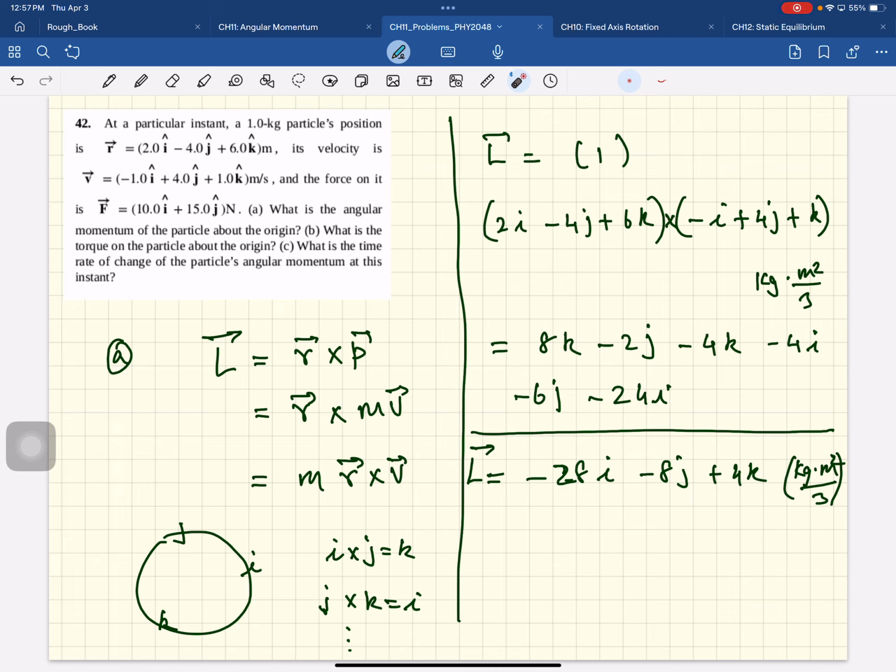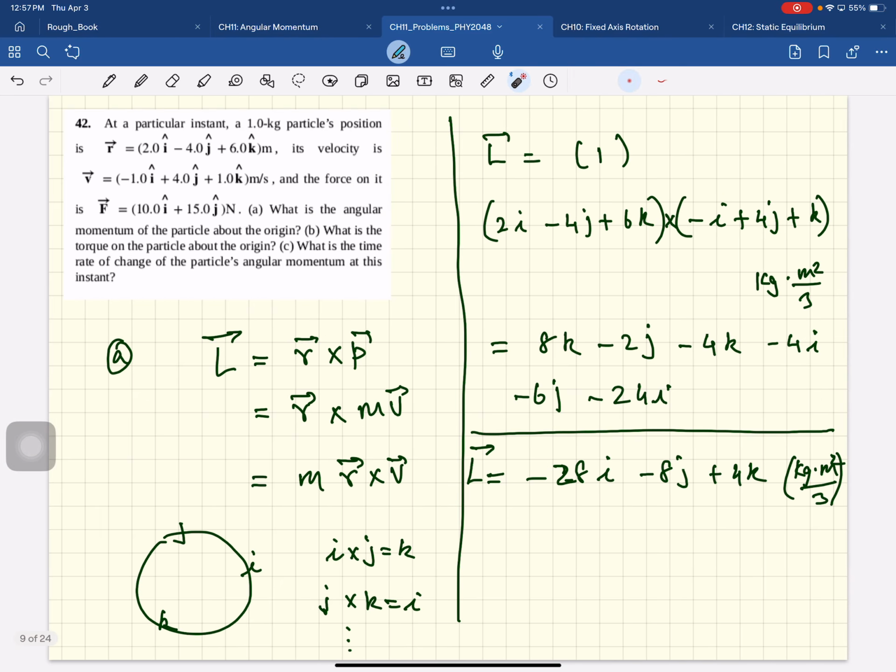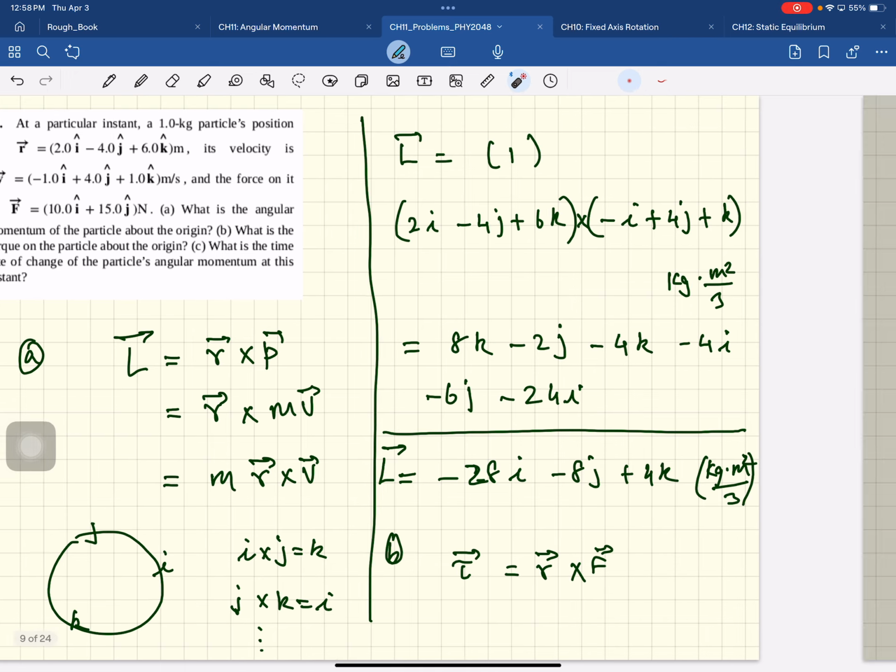Then they ask you, what is the torque on the particle about the origin? So this is a whole bunch of cross products. The torque is defined as R cross F. R is the vector from the origin to the point of application of the force. So when you're calculating the torque about the origin, that's the R vector. You can calculate the torque about any point. So there is R and there is the force vector. So let's calculate the torque.